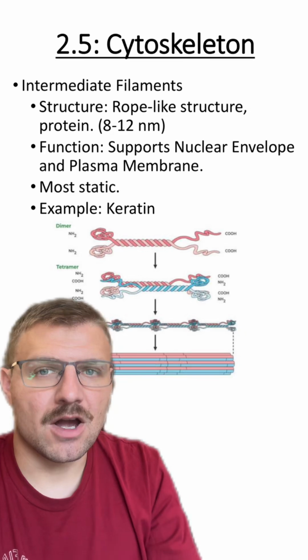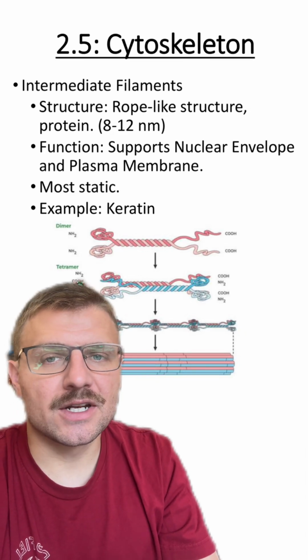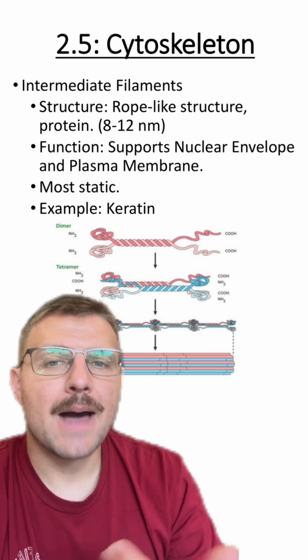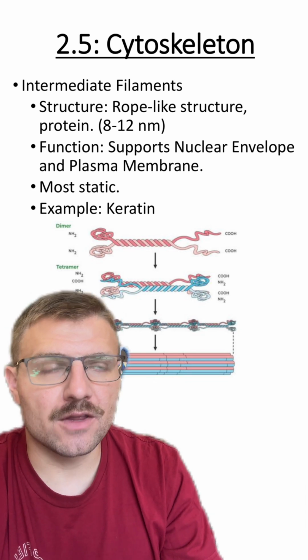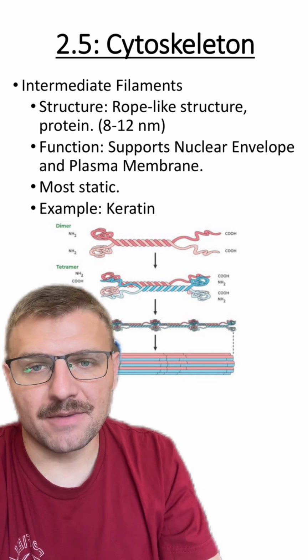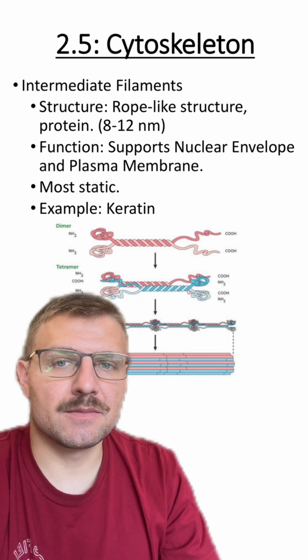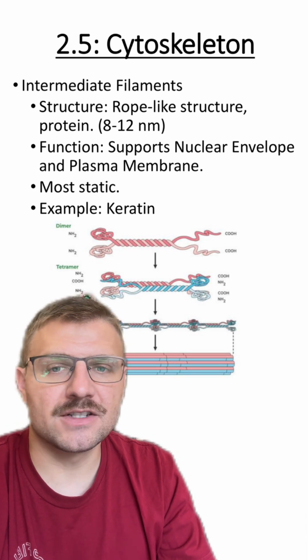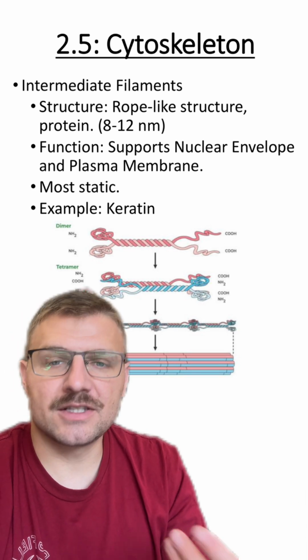and again, this just helps with the support structure of the cell. Our next type of cytoskeleton is something called an intermediate filament. This is, again, a little bit larger than the actin filaments, but their function is to support the nuclear envelope and the plasma membrane. These intermediate filaments are going to be the most static, which means they're not going to be broken down and built back up very often, but they are the most static just in general.